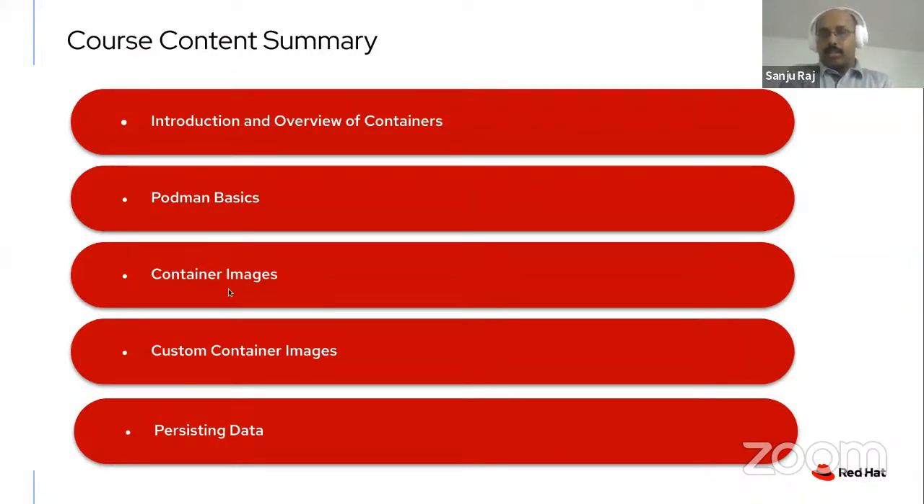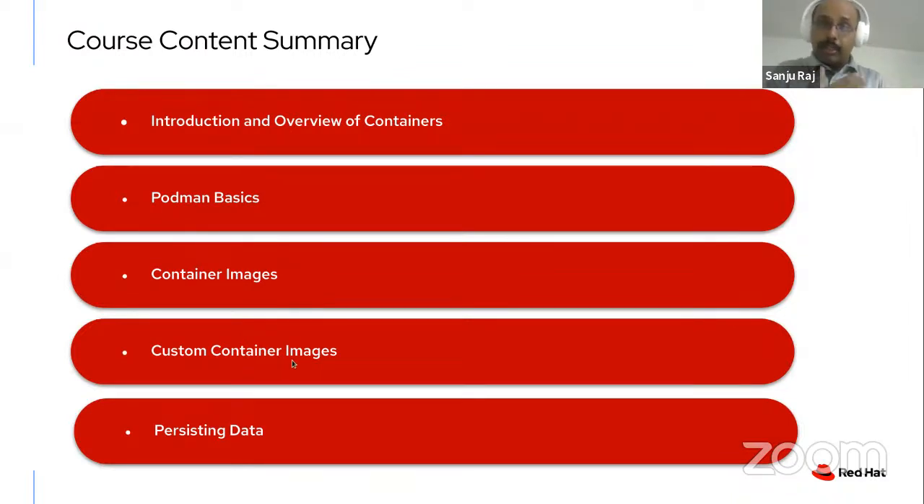Then we talk about the container images. Okay, now you have the images. How do you get them from someone? How can I search for images, pull images, push images, and utilize an image to create instances? Maybe I'm using ready-to-use images, but now I want to go with a customization. So how do I customize? That's what we teach you in the next chapter, custom container images.